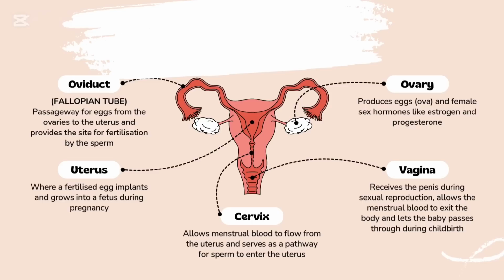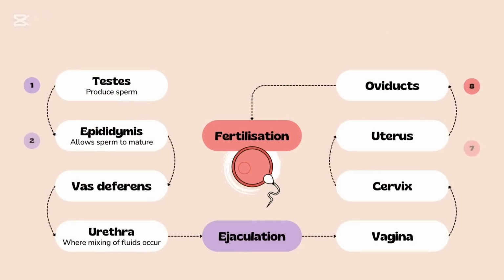The role of hormones in reproduction. Hormones act as chemical messengers that regulate reproductive functions. Major hormones and their roles. Follicle-stimulating hormone, FSH, and luteinizing hormone, LH, stimulate sperm and egg production. Testosterone drives male reproductive development, while estrogen and progesterone regulate the female cycle and pregnancy. Oxytocin is responsible for labor contractions and bonding between mother and child.